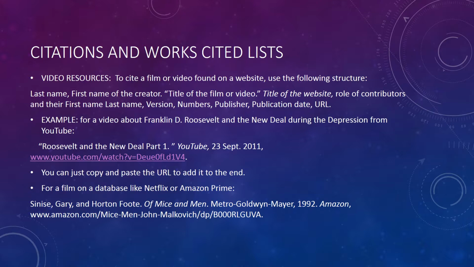It's really easy. Title of the film, in italics, Of Mice and Men, Metro-Goldwyn-Mayer. That's the studio that released the picture. The year, 1992, and then you write Amazon as the title of the website and just put the URL. It's actually not that hard. And when you get to the end of this slideshow, you'll see that there is a website that will generate your citation for you if you have the information and if they have that source online.